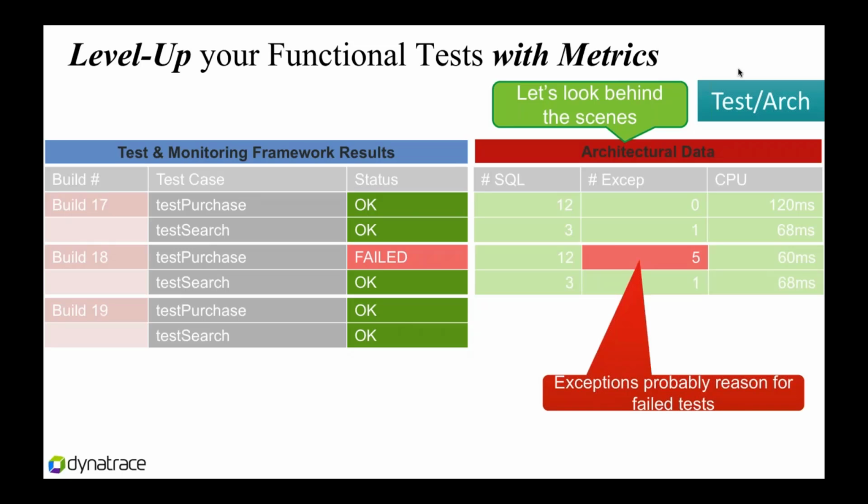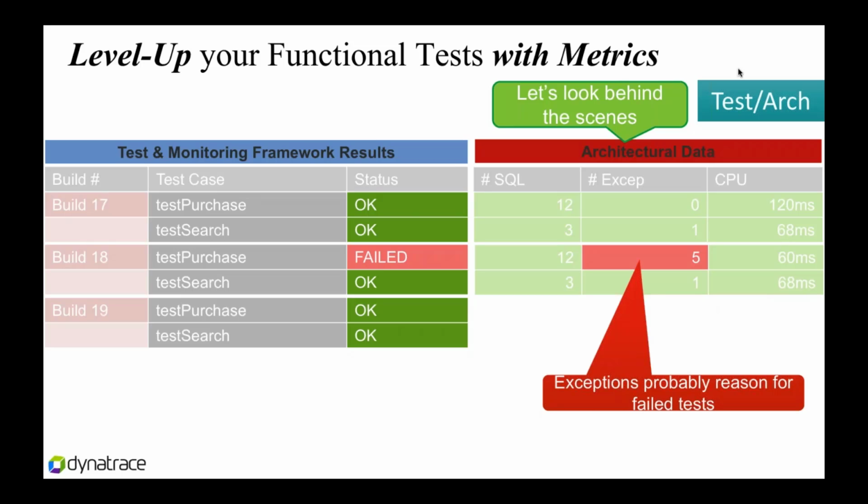The reason a load testing tool like NeoLoad is able to tell you that the build failed is because the number of exceptions went up from 0 to 5. So the combination of NeoLoad and Dynatrace allows you to not only get good load testing, but also get insights into why the test failed and which kind of transactions failed. In this case, we immediately know that the test purchase failed because the number of exceptions jumped to 5.